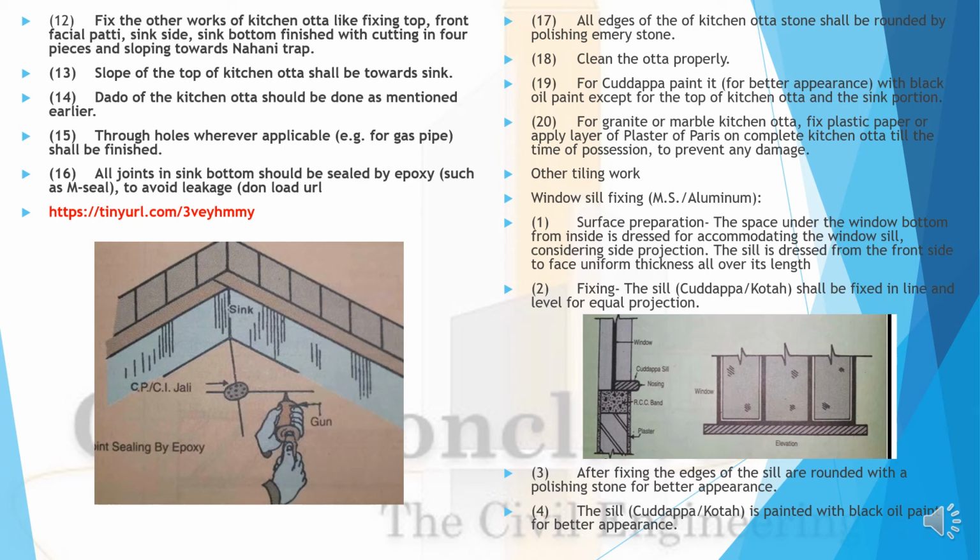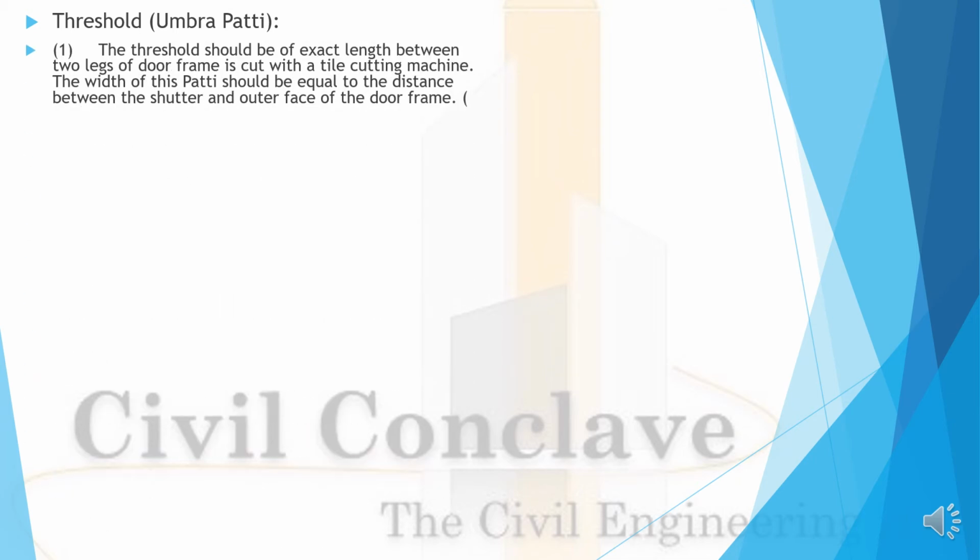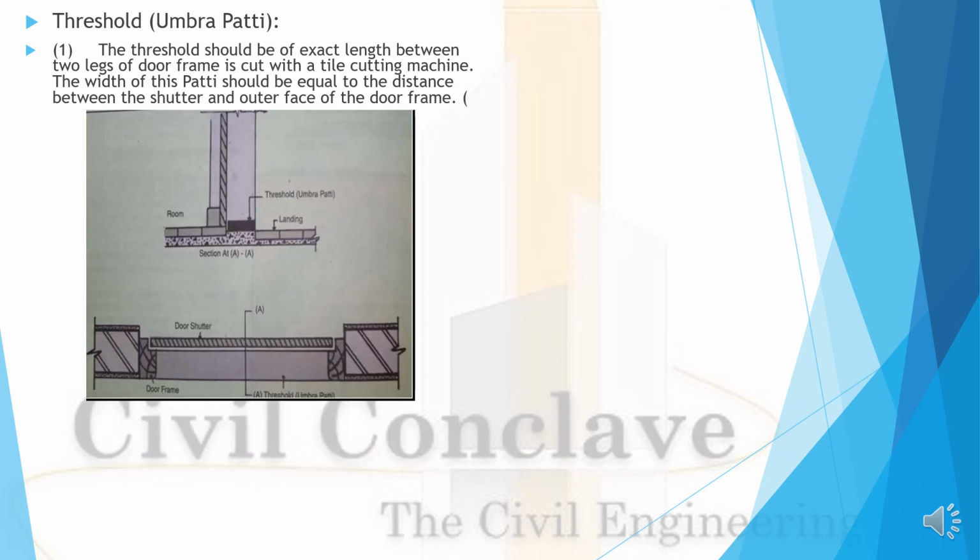After fixing the edges, the sills are rounded with a polishing stone for a better appearance. The sill is painted with black oil paint for a better threshold. That is the threshold putty. The threshold will be kept at the exact length between the two legs of the door frame and is cut with a tile cutting machine. The width of the putty should be equal to the distance between the shutter and the outer face of the door frame. See, like this, the image has shown it very clearly.